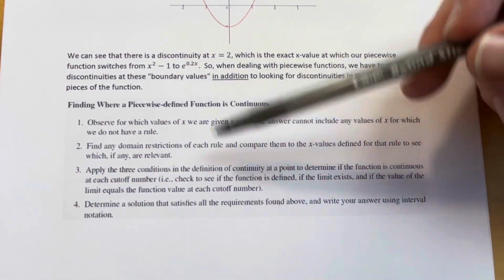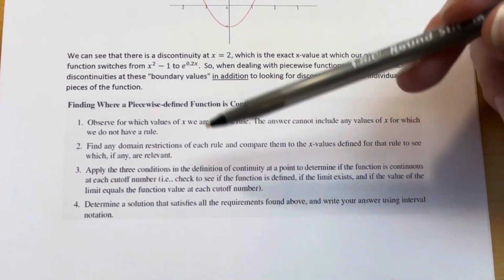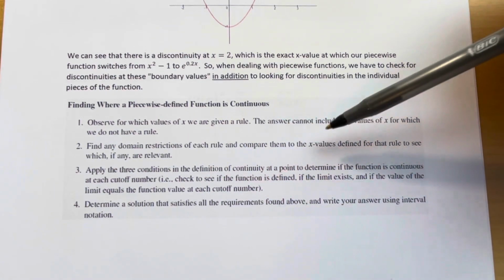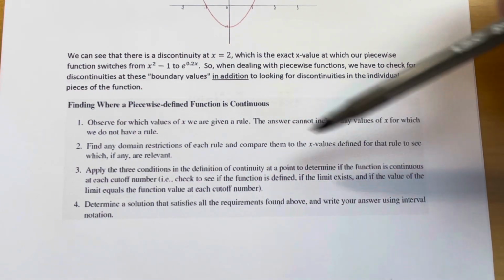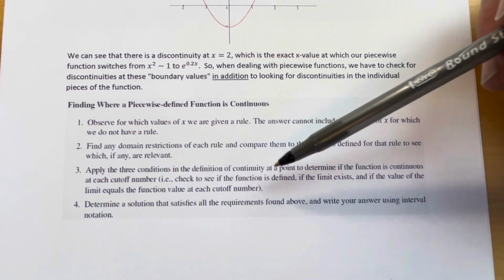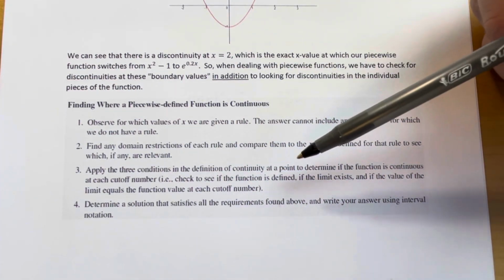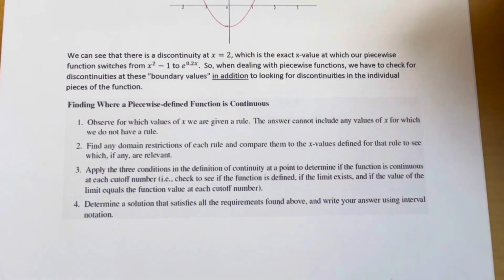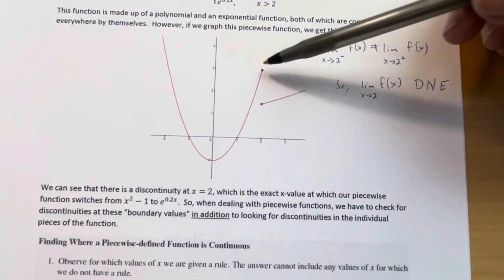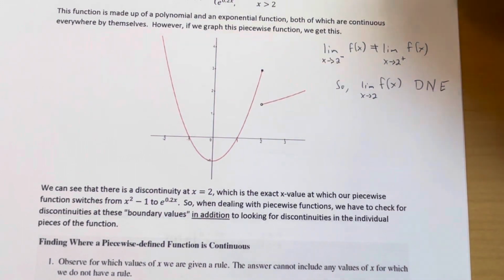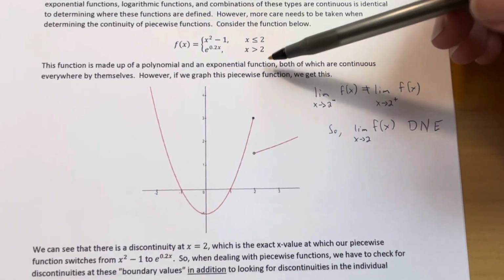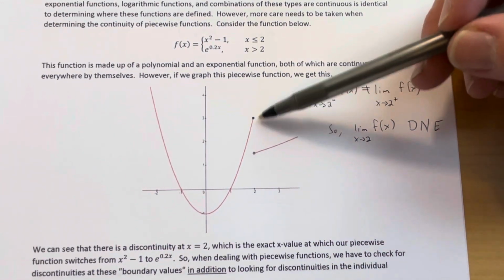Step 3, apply those 3 conditions in the definition of continuity at a point to determine if the function is continuous at each cutoff number. I'm calling it boundary value, but cutoff number is a perfectly good way of describing that. And that's basically saying check for this type of thing happening. See if the fact that you have a piecewise function causes the two pieces to separate.